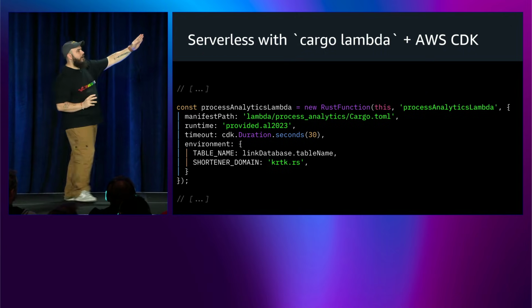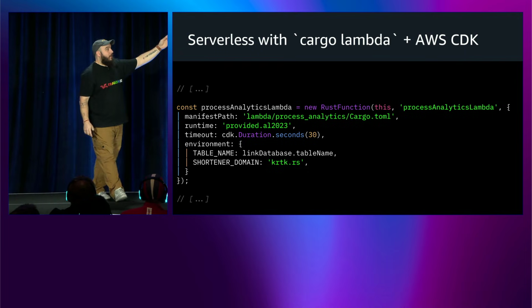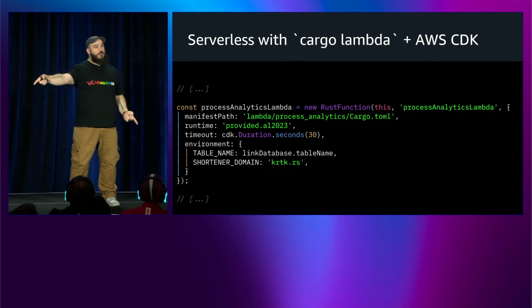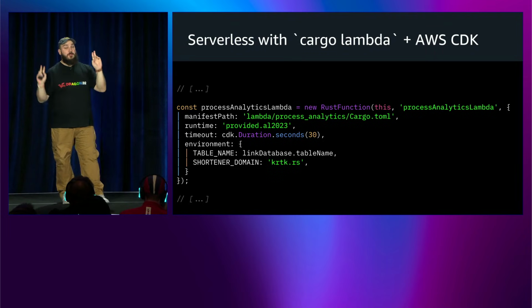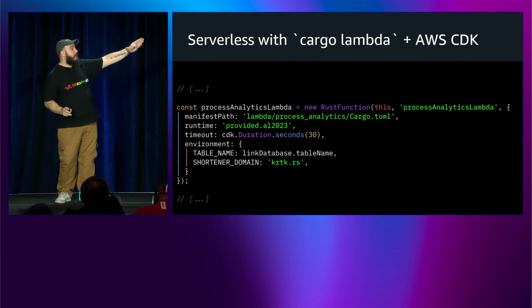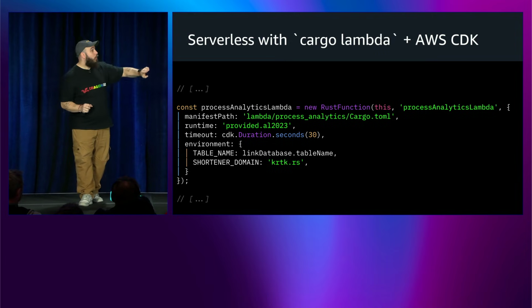There's a specific L2 construct here called Cargo Lambda. It has a type called RustFunction. You just point it to your Cargo.toml, and away it goes, like any old Lambda function. There's no specific runtime, by the way. The Rust Lambda functions use just your generic Amazon Linux 2023 runtime. Works amazing.